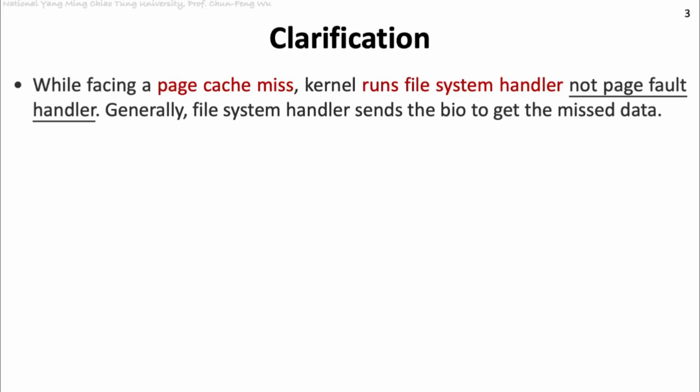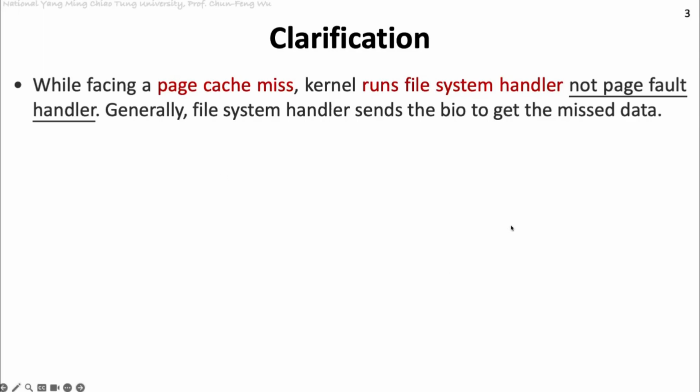After checking the kernel, actually it is not a cache handler. Even though the cache is in the memory and related to the cache, it does not use a cache handler to handle it. It uses the file system handler. The file system handler will send the BIO structure to get the missing data. So the file system takes care of it, and the cache handler is more related to memory management, so it will not really get involved in taking care of these cache misses.